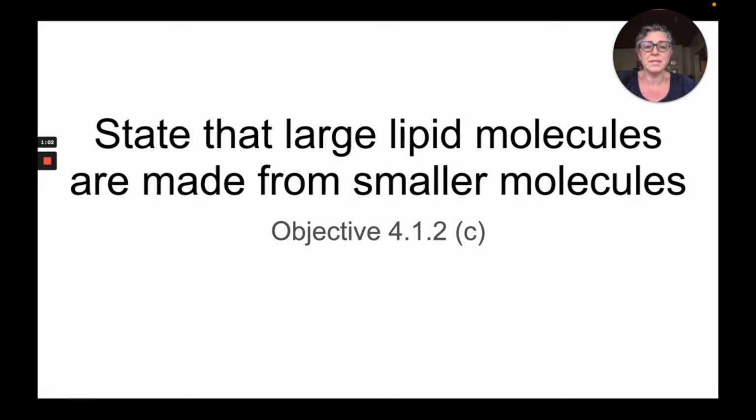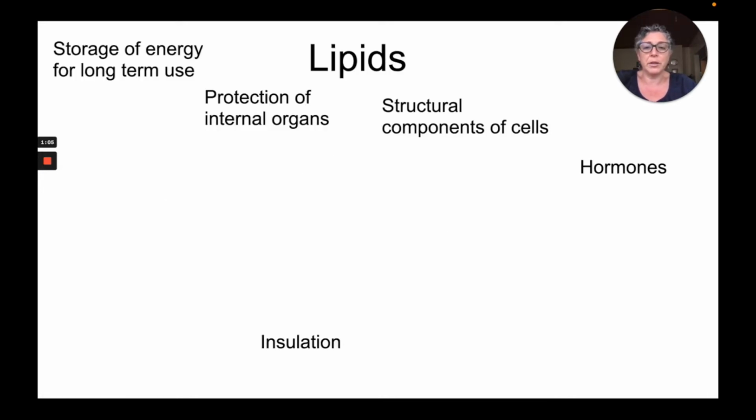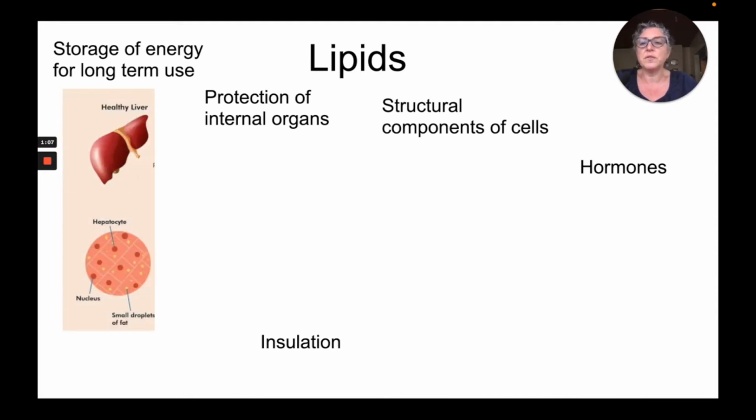First of all, let's take a look at what lipid molecules are used for. First of all, lipid molecules can be used for the storage of energy for long-term use. I already talked about this, and some fats can be used for energy storage, and that usually happens in the liver. The liver is one of the major organs that does a lot of decision making for the types of molecules that we put in our body. It decides if it's going to keep it or get rid of it and how that's going to happen.